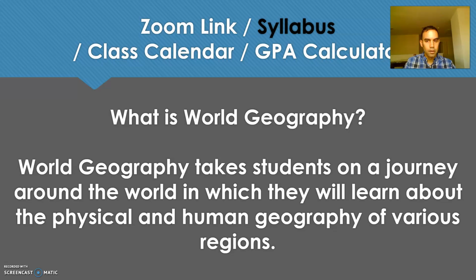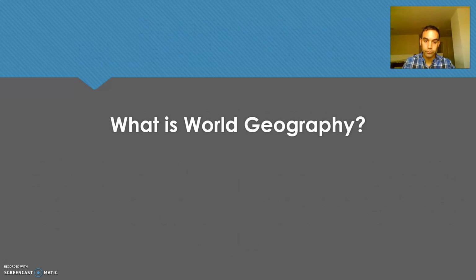So what is world geography? World geography takes students on a journey around the world in which they will learn about the physical and human geography of various regions. You guys will learn a little bit of human geography in this class. You chose to take this one and not human geography, but there will be a unit. We have 6 units that we go over in this class, and one of those units will be fully over human geography.